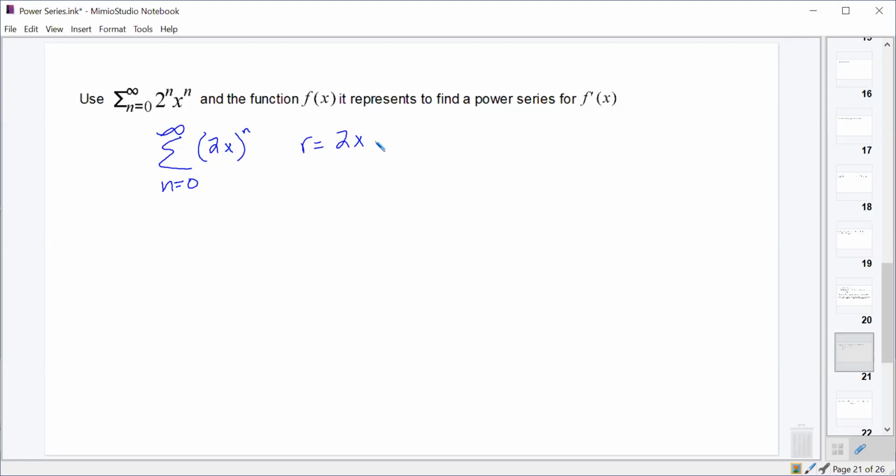But if the common ratio is 2x, that means that f of x is what function? Should be 1 over 1 minus 2x. Right? And that's just from the form that we originally had, right? Everybody good with that?